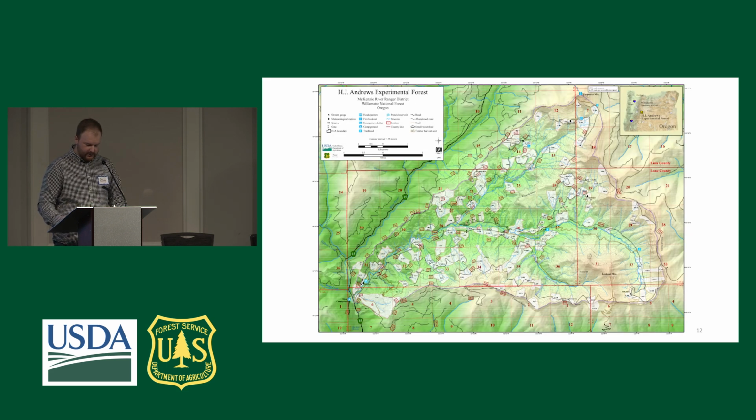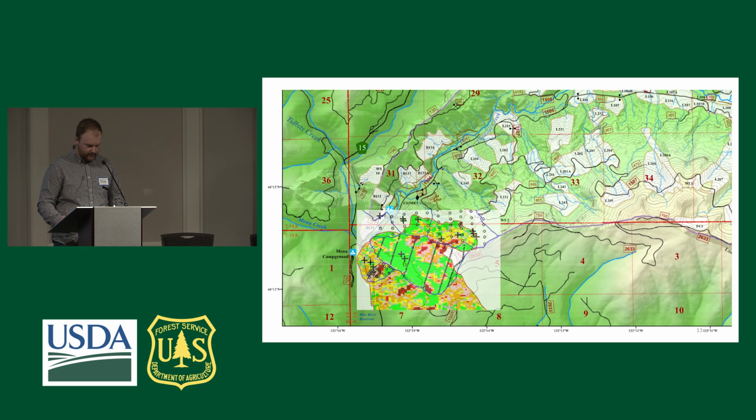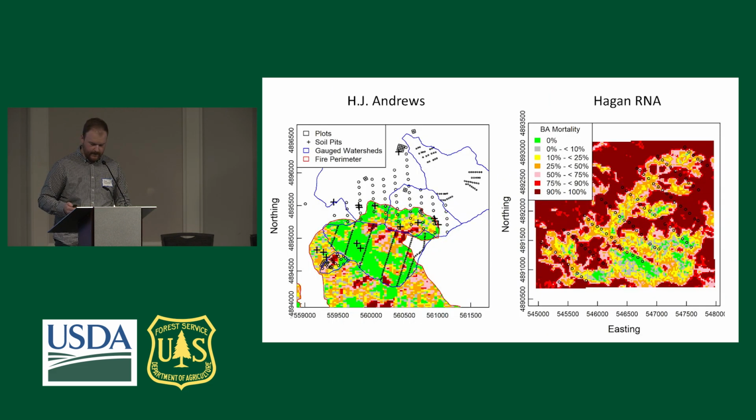Here's another map of the Andrews, and if I zoom in, I can overlay the remote sense burn severity map so you can get an idea of, we're just down in this bottom southwestern corner of the HJ Andrews. The HJ Andrews proper burned at a low to mixed severity with isolated patches of higher basal area mortality. Thankfully, for those of us interested in fire effects, we also have the Hagen Research Natural Area, which is right nearby, where the fire burned at a higher basal area mortality more thoroughly, which helps us characterize that high severity end.